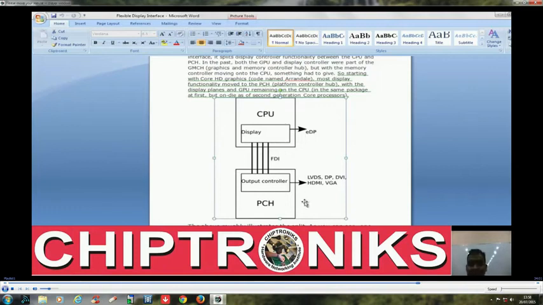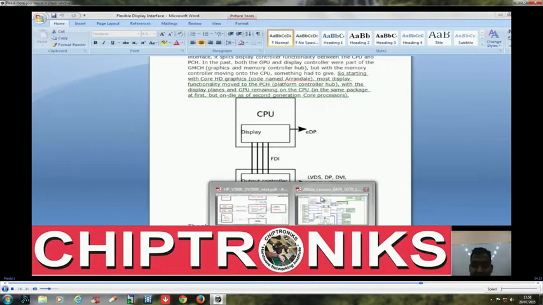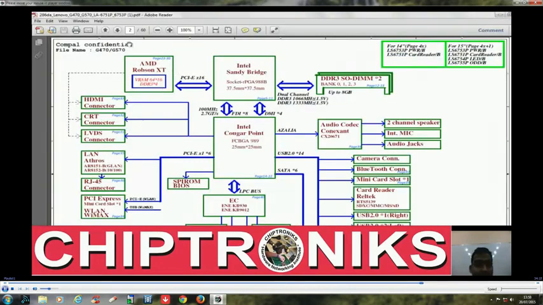So what we are discussing is FDI stands for flexible display interface, and this is dedicated only to transfer of graphic data between CPU and PCH. That means if this notebook motherboard is not using a graphic chip, then the graphic data would be transferred between CPU and PCH via this FDI, flexible display interface. And if a notebook motherboard has an external graphic chip, then this FDI won't be used, right?